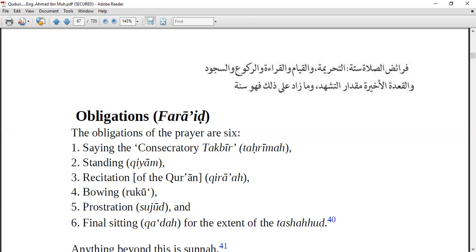And how much are you supposed to recite? Allah subhanahu wa ta'ala mentions, فَاقْرَءُوا مَا تَيَسَّرَ مِنَ الْقُرْآنِ. So recite whatever is easy for you from the Quran. Anything which constitutes Quran, if a person hears it and understands that it's part of the Quran, that suffices. There's no limit to it.